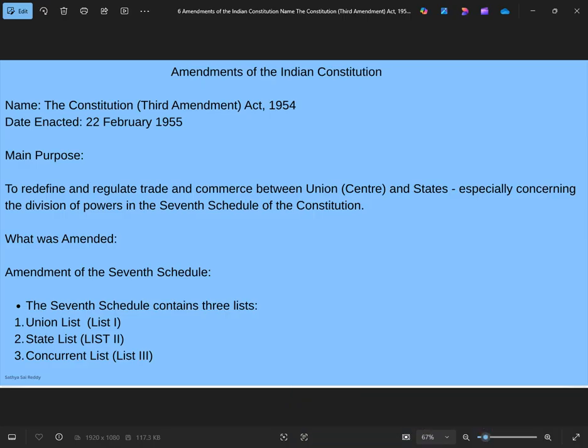The Constitution, Third Amendment Act 1954. Date: enacted 22nd February 1955. Main purpose: to redefine and regulate trade and commerce between Union and states, especially concerning the division of powers in the 7th Schedule of the Constitution. What was amended? Amendment of the 7th Schedule. The 7th Schedule contained 3 lists: Union list, List 1, State list, List 2, Concurrent list, List 3.